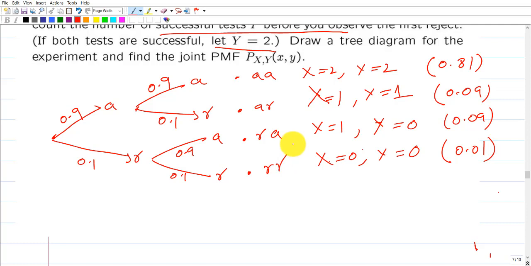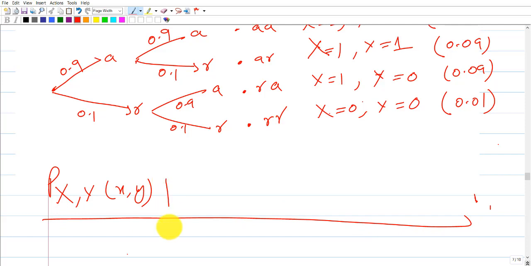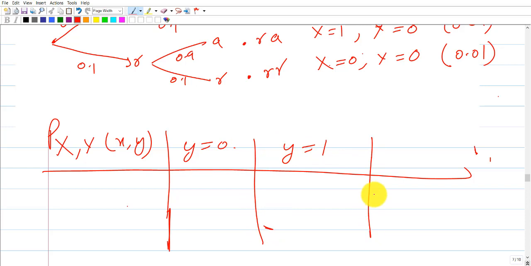Now we can write down their joint PMF. So first we write it down in the form of a table. Here we can take Y, and similarly here we can take X.